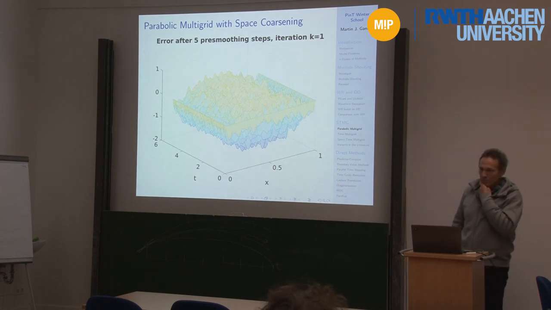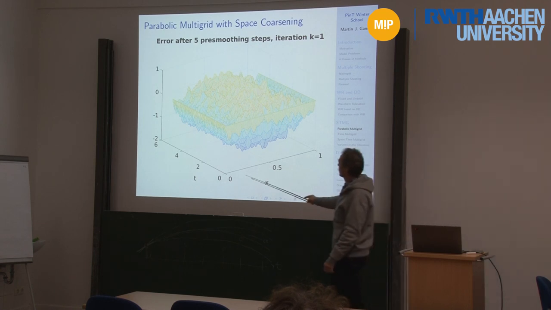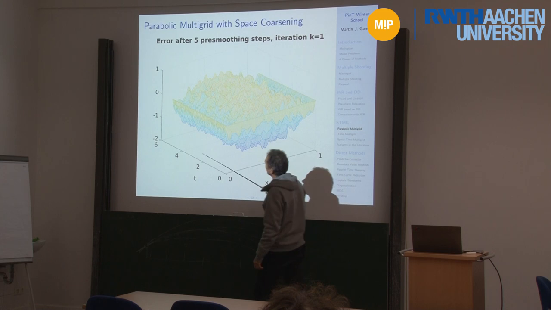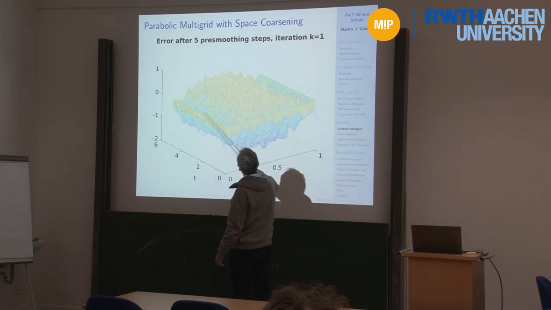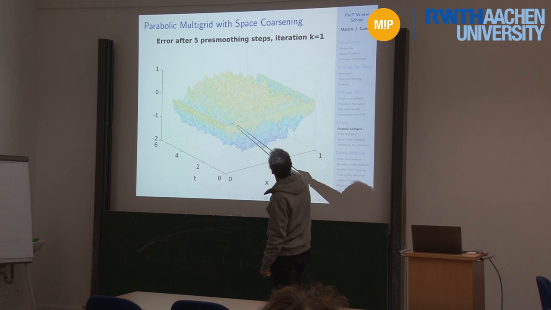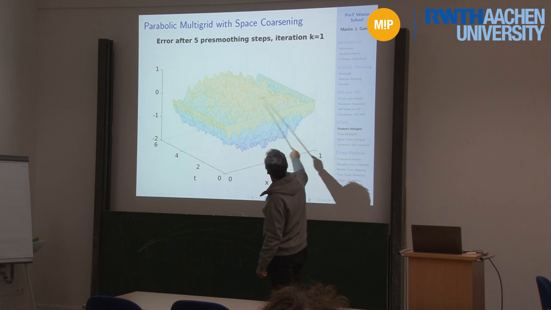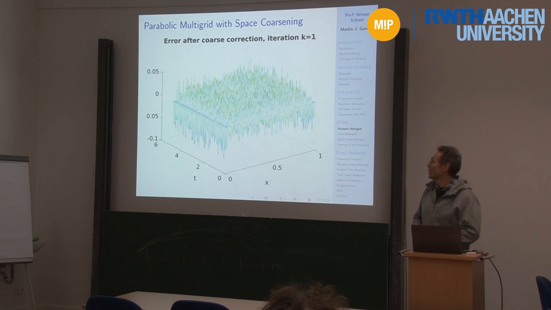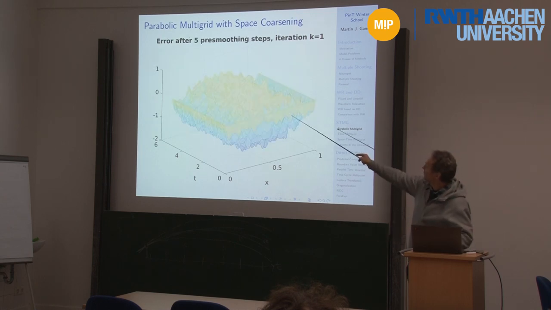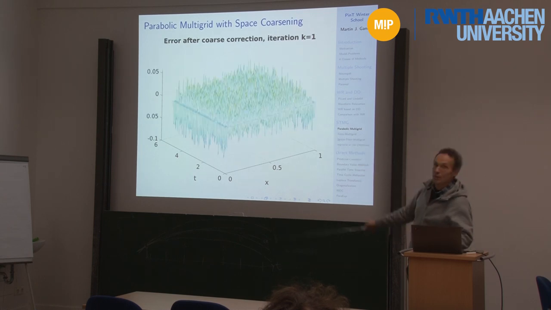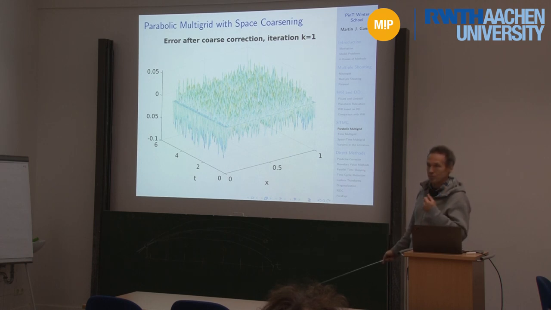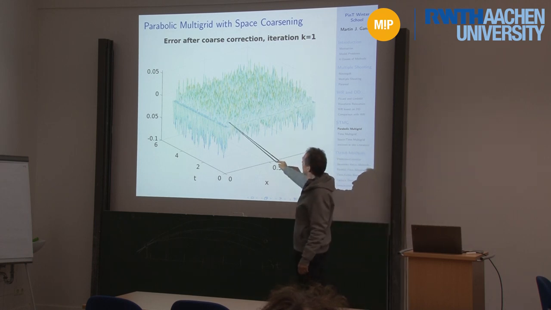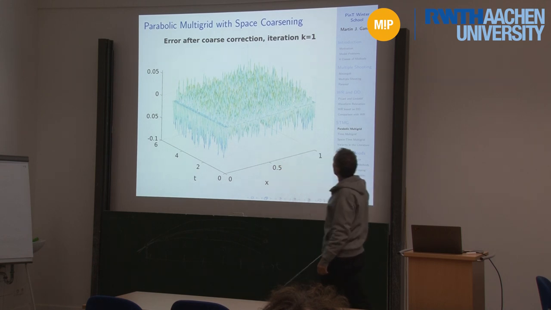I implemented the method. And so I do first five pre-smoothing steps. And this is a heat equation from 0 to 1. And here it's from 0 to 6 in time. And you see the signal after five smoothing steps. I start with a random initial data. It looks sort of smooth. This is the error. So now we do a coarse correction. And you see this, you need to look at the scale. The scale goes from 1 to 0.05. So this coarse correction is extremely effective. This error has diminished tremendously, but it has become much more oscillatory again.